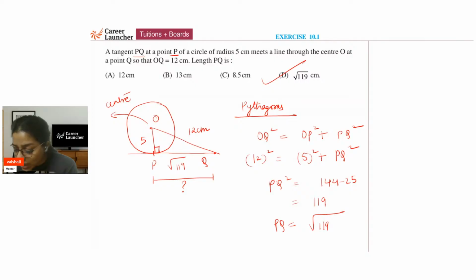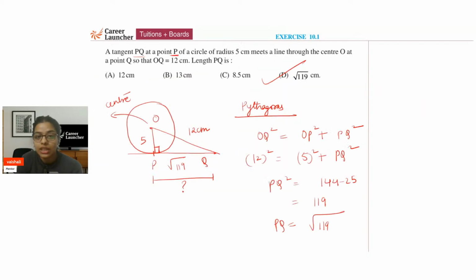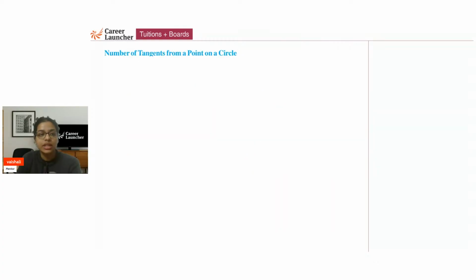So this is a quick application जो हमने theorem पढ़ा है 10.1. With the help of that, I was able to apply the Pythagoras theorem. अगर ये 90 डिग्री नहीं होता so मैं अप्लाई नहीं कर पाती, right? Now, how many tangents do I have in a particular circle? So कुछ cases हैं उन्हें समझना पड़ेगा.